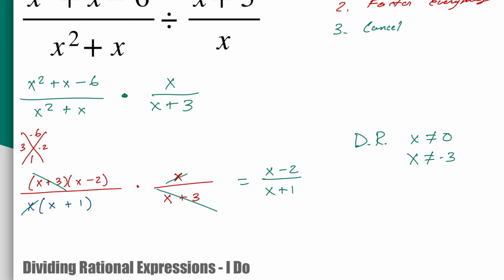No, that's all we canceled. And then on the bottom, though, we still have an x cannot be negative 1. So remember, those numbers are, if I plug them into the expression that they came from, they would be equal to 0, and we can't have a 0 in the bottom place.